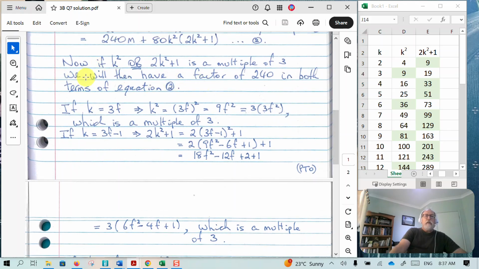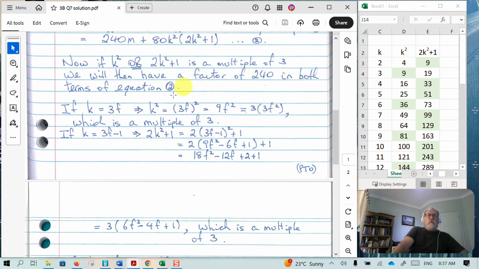So I've made a statement here. If k squared or 2k squared plus 1 is a multiple of 3, then we could factor a 3 from those, combine with the 80 to become 240. Both terms then would be a multiple of 240 and our proof would be complete. So our job now really is to prove that k squared is a multiple of 3.